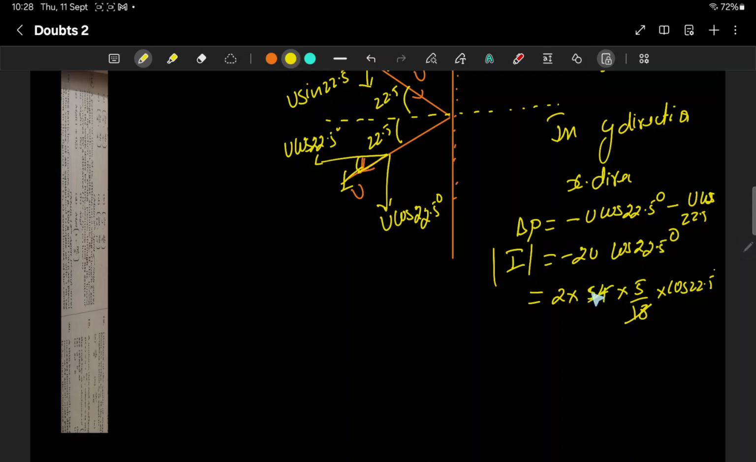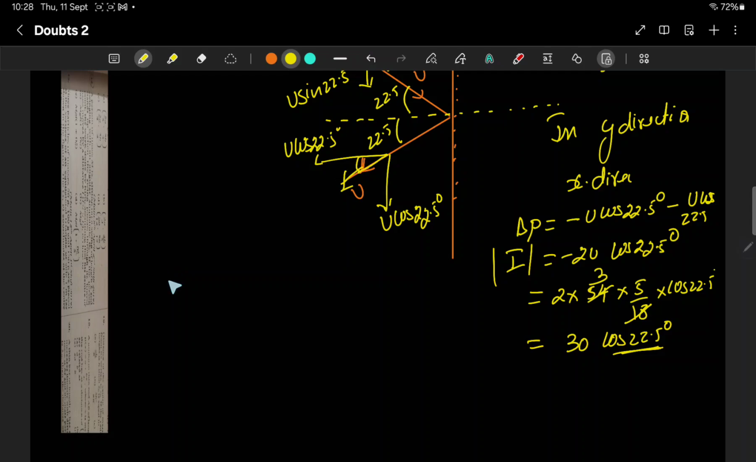So 18, if you cut it 3 times, what we will get? 5 2s are 10, 30 cos 22.5 degree. So we do not know the value of cos 22.5 degree. So how to find the value of cos 22.5 degree? But we do know the value of cos 45, because 2 times this is nothing but 45, which is 1 by root 2.